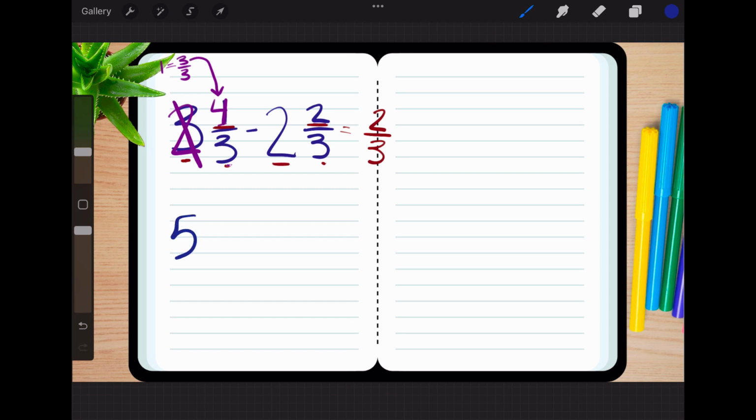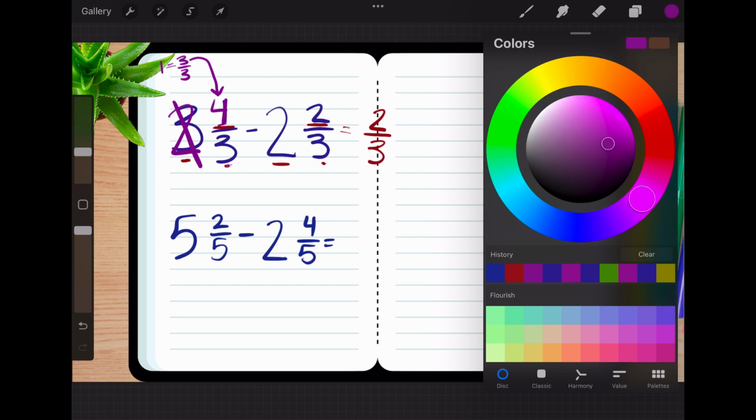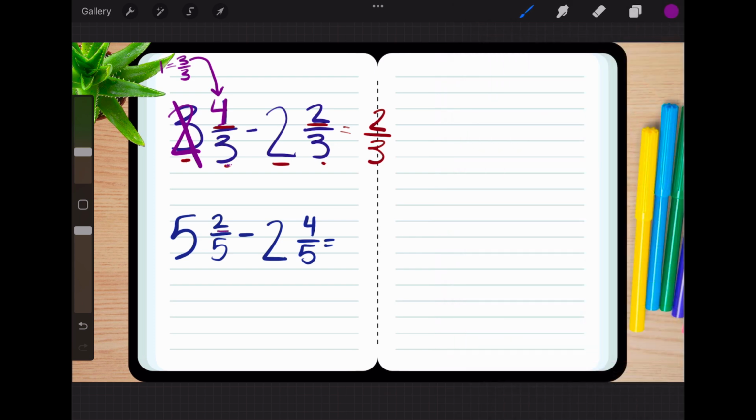Let's say I have 5 and 2/5 minus 2 and 4/5. Okay, let's look at this. I can't do 2 minus 4. So I'm going to regroup. I'm going to take out a whole from my 5. That becomes 4 wholes. That one whole I took out is really 5/5. I'm going to combine my 5/5 with my 2/5. 5 plus 2 is 7. So now I have 4 and 7/5 minus 2 and 4/5.